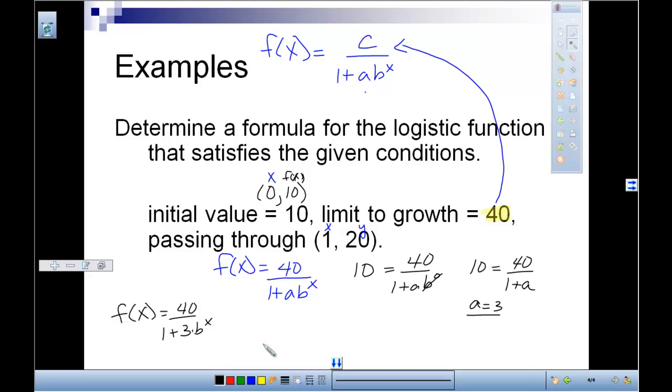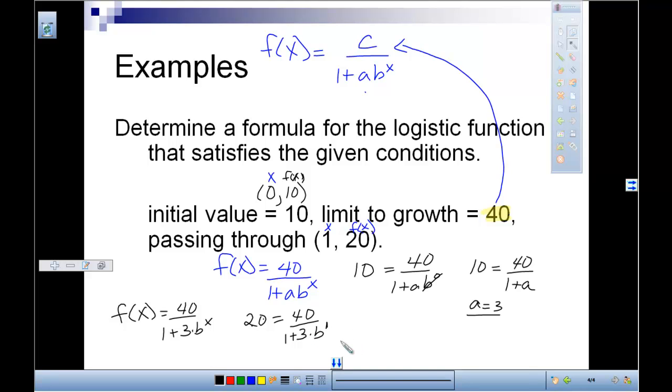How do you think we're going to work to find that value of b? Well, if you thought to try the other point, (1, 20), you're exactly right. So if x is 1, f of x is going to be 20. So let's plug that in. We've got f of x, which is 20, equals 40 over 1 plus 3 times b to the x, which is 1.